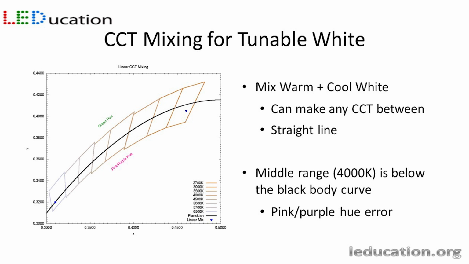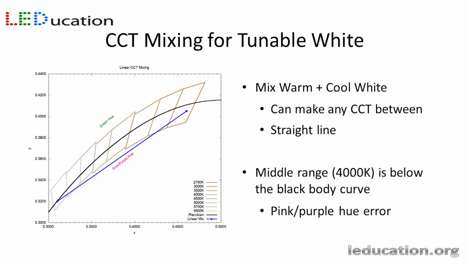So in order to make a color temperature that is between these two, we simply mix the warm and the cool white. If we wanted something in the 4000 Kelvin range, which is in the middle of this chart, we can just mix half warm and half cool. And this allows us to make any color in between those two. However, it only allows us to travel in a straight line.